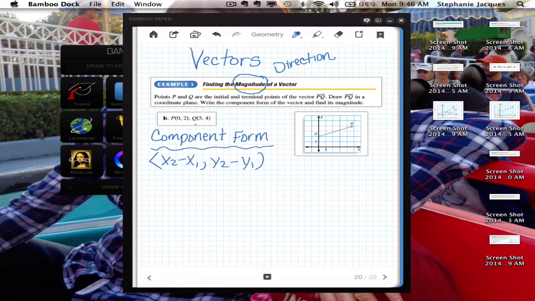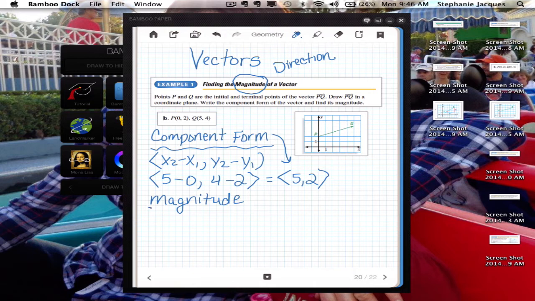So in our case, we have our x2, which is 5, minus our x1, which is 0, and our y2, 4, minus our y1, 2. So our component form of this vector is going to be (5, 2). So that's the answer to the component form. Now we want to find its magnitude. And when you find the magnitude, you're finding the distance. You're doing the distance formula.